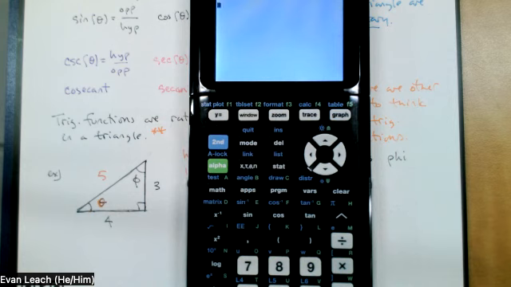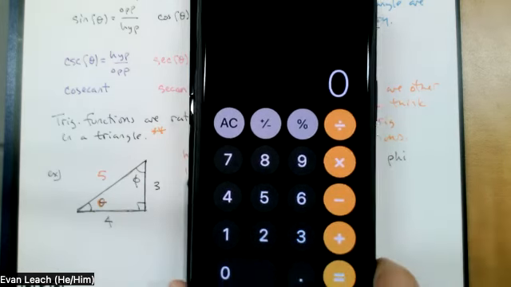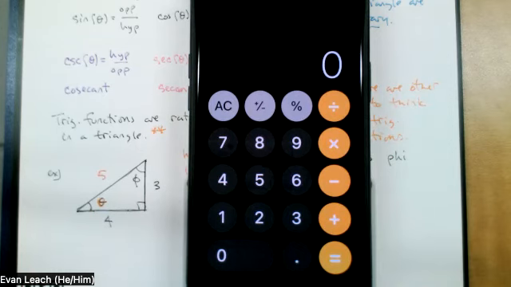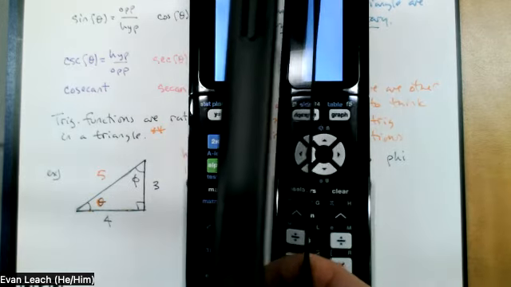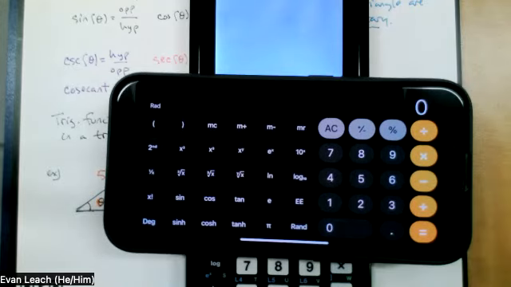On your phone calculator, you'll notice that you don't have sine, cosine, and tangent in this orientation. But if you turn your phone sideways, then it switches to scientific calculator mode. And there are your buttons: sine, cosine, and tangent.